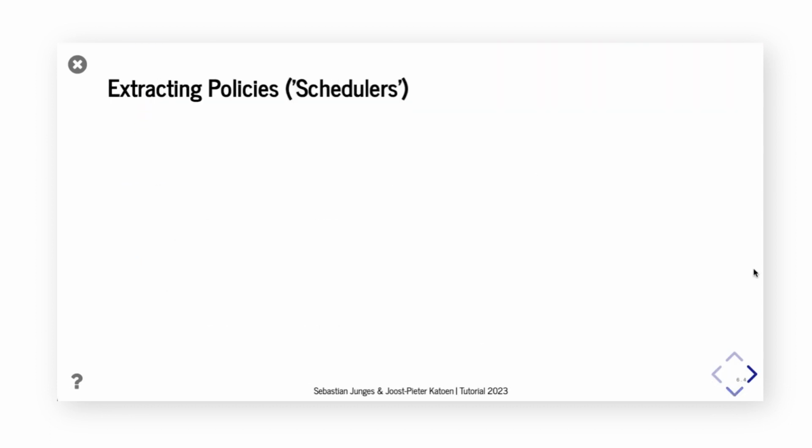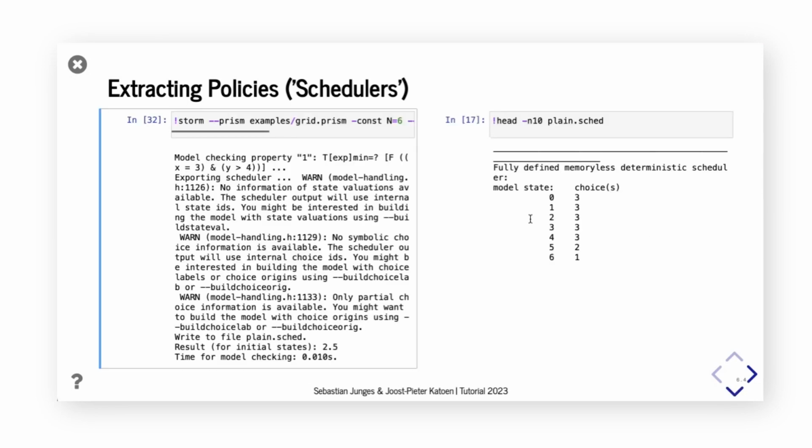Okay. But one thing that is very unsatisfying about what I've been telling you so far is that I'm telling you, yes, there is a policy, but I'm not telling you what that policy looks like, right? So policies in model checking speak are often called schedulers. That's why some of these commands use schedulers. And now what I'm adding here is an option to say, please export the scheduler. And I call that plain sched.